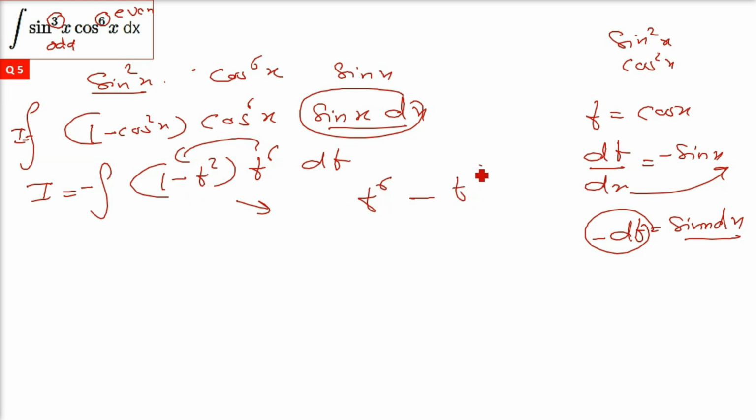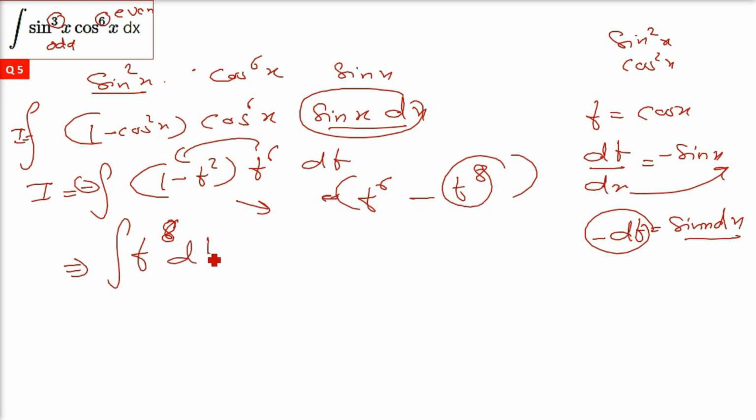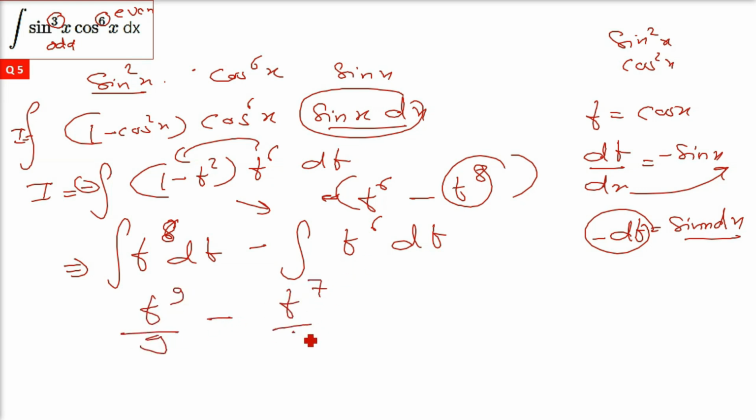So t raised 6 and t raised 8. So this will be t raised 7 by 7 and t raised 9 by 9. That's obvious. And still we have a negative sign here, so I'm just swapping it. T raised 8 will come first, t raised 6 will follow. So t power 8 will give you t raised 9 by 9, t raised 6 will give you t raised 7 by 7, plus constant of integration.